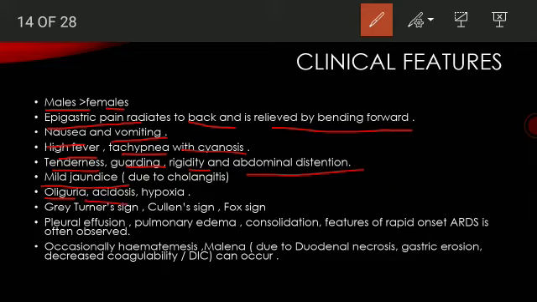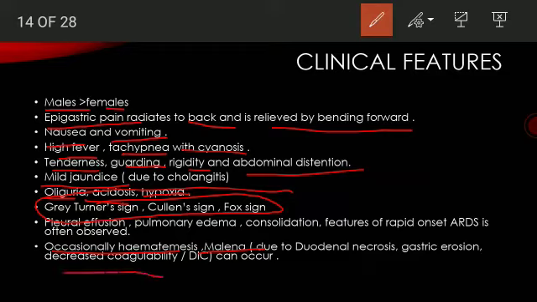Oliguria, acidosis, and hypoxia are signs seen in severe pancreatitis, along with Grey Turner sign, Cullen sign, and Fox sign. We will see the pictures of these signs further. The patient also has pleural effusion, pulmonary edema, consolidation, and features of rapid onset ARDS. Occasionally they present with hematemesis or melena, which is due to duodenal necrosis, gastric erosion, decreased coagulability, or disseminated intravascular coagulation.